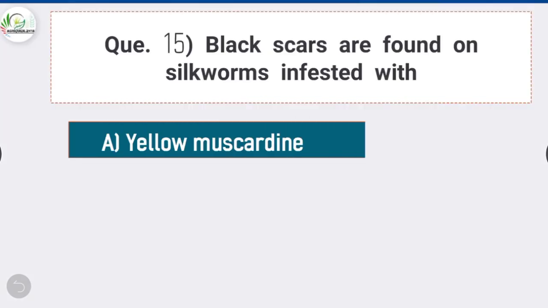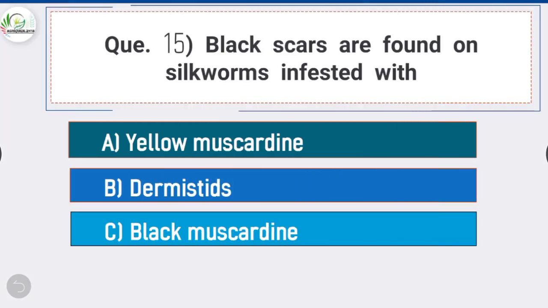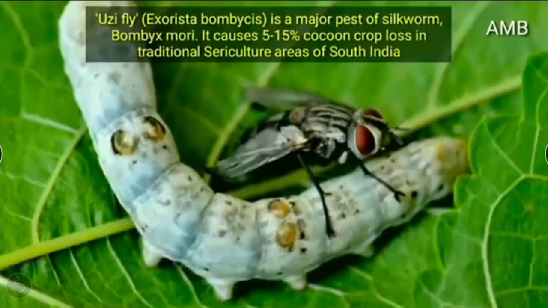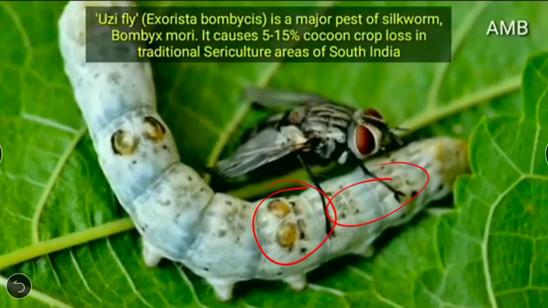Question number 15. Black scars are found on silkworms infested with, and the correct answer is uzi fly. Presence of eggs or black scar on the silkworm body and maggot emergence hole at the tip of the cocoon are the typical symptoms of uzi fly attack. As soon as the uzi fly enters the rearing house, it lays 1 or 2 eggs on each silkworm larva.